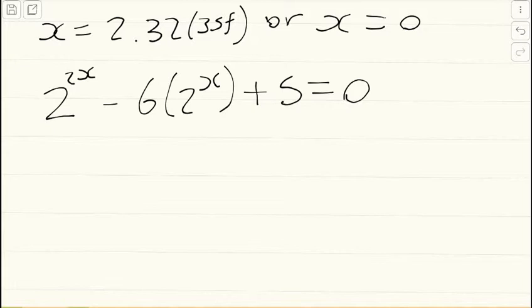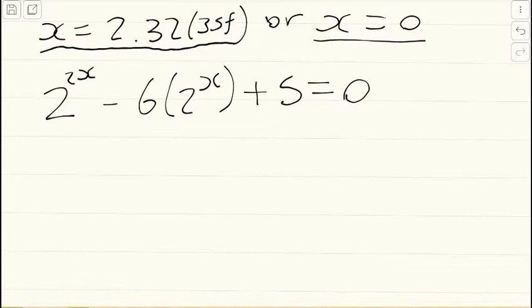We're able to put in both x equals 2.32 and x equals 0 into the equation, and there are no problems there. So in actual fact, we've got ourselves two answers. x is equal to 2.32, to three significant figures, or x is equal to 0.